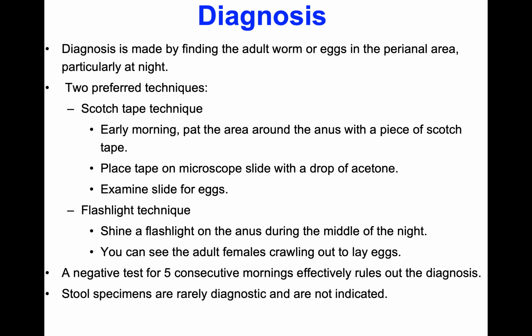Flashlight technique: shine a flashlight on the anus during the middle of the night, and you can see the adult female crawling out to lay eggs. And a negative test for 5 consecutive mornings effectively rules out the diagnosis. Stool specimens are rarely diagnostic and are not indicated.